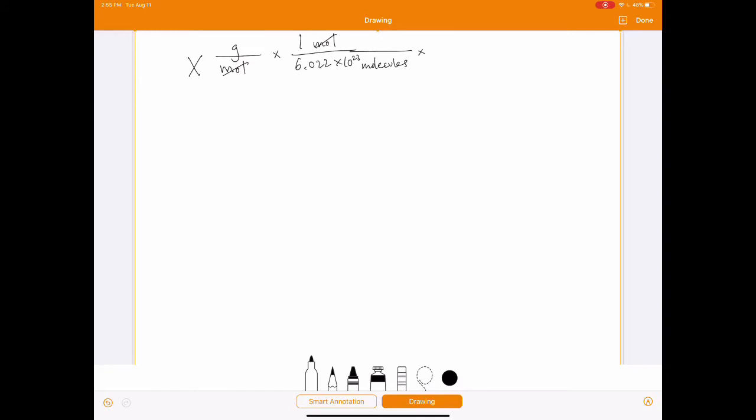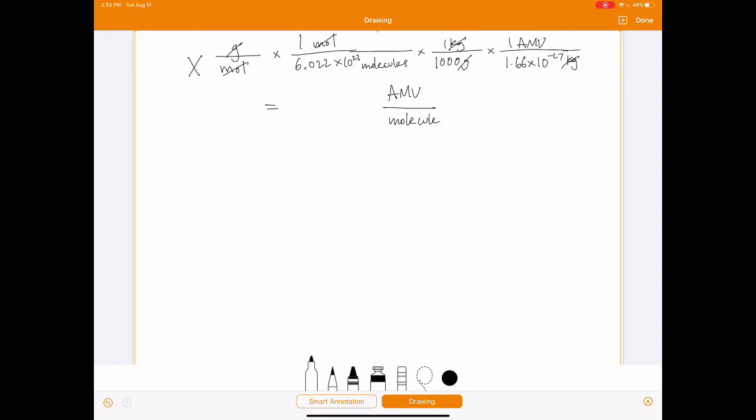The next thing we can do is convert from grams to kilograms. So we have 1,000 grams in every 1 kilogram. So do the unit cancellation of grams. And then finally, we know that in every 1 atomic mass unit is equivalent to 1.66 times 10 to the minus 27 kilograms. So we'll cancel units of kilograms. So notice what our leftover unit is. We have AMU per molecule.